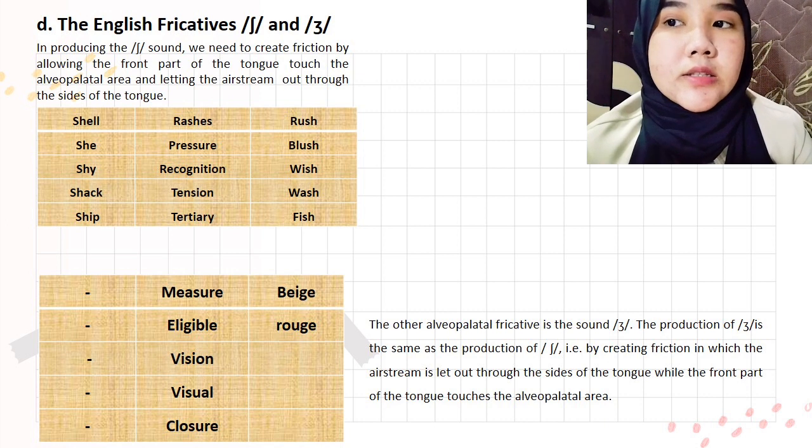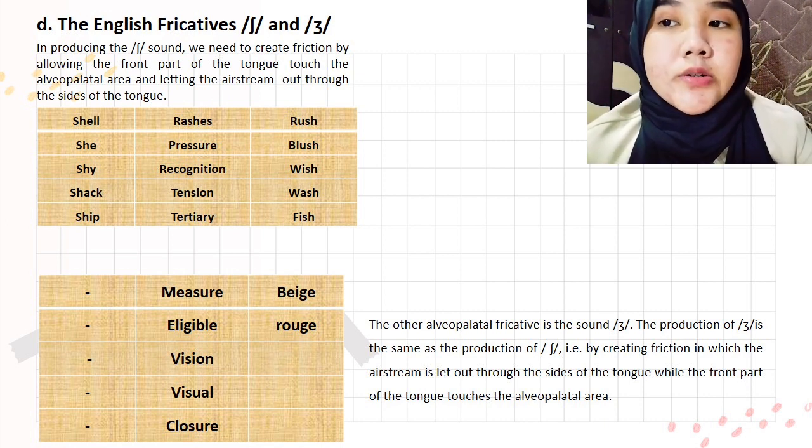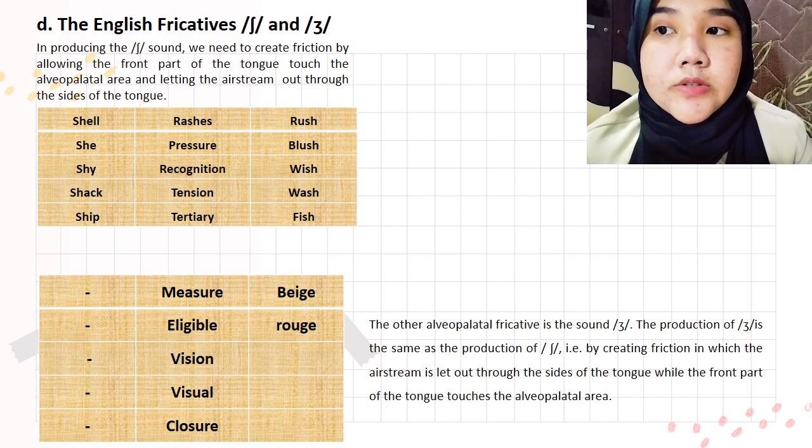English fricative sh and the voiced counterpart. To produce the sh sound, we need to create friction by allowing the front part of the tongue to touch the alveolo-palatal area and letting the air stream out to the sides of the tongue.